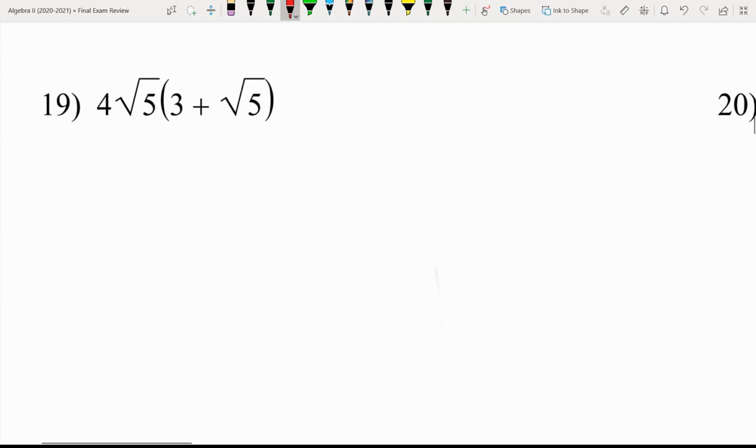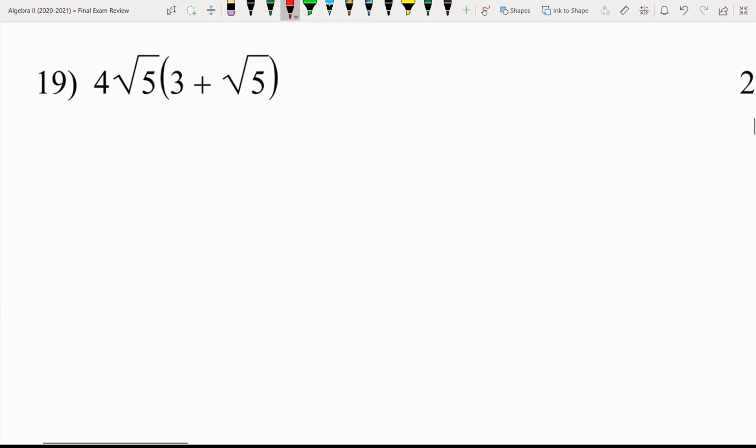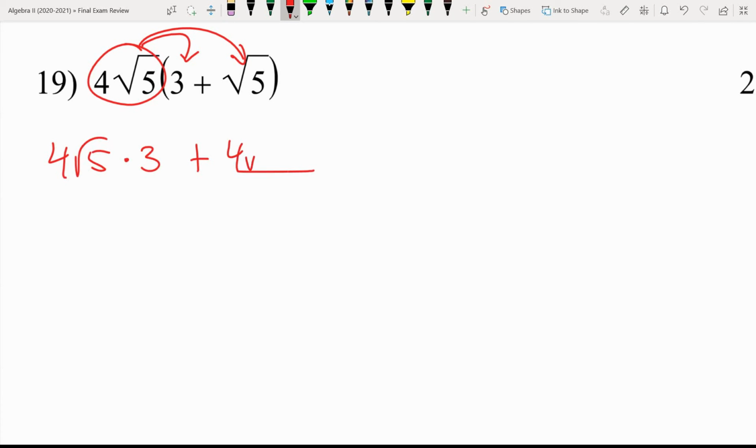Moving on here, getting into some multiplication. So I'm going to write out the middle step for this, but really what we're doing here is we're distributing this to each of these. So it's going to be 4 square root of 5 times 3 first, plus 4 square root of 5 times square root of 5. That's just the distribution process there.